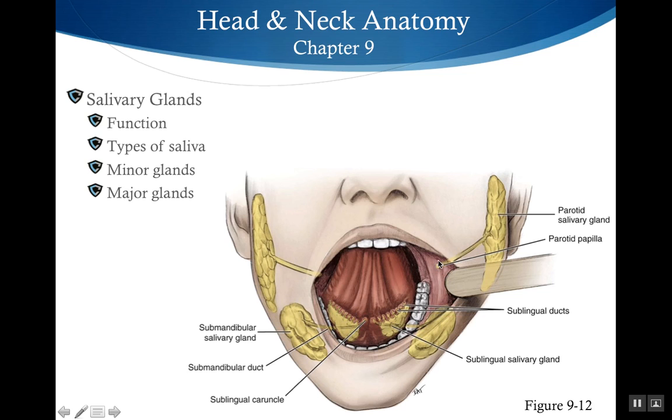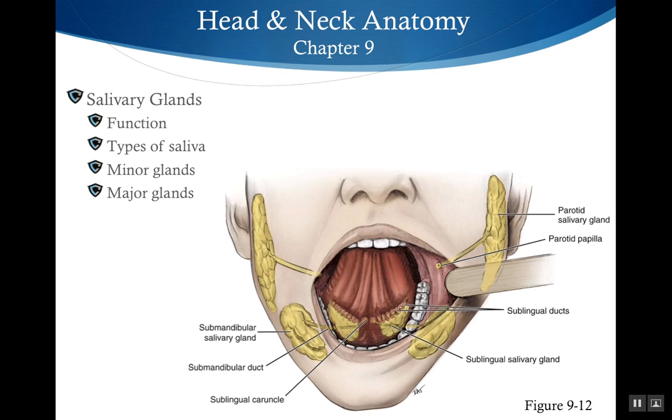When you look inside the mouth, you can kind of see this parotid papilla. It's usually right around the area of the maxillary second molar. A lot of times you'll see a little more calculus forming on that surface of that tooth up there, because this salivary gland empties right here through Stenson's duct, and it can cause that plaque that's on that second molar to harden and form tartar a little bit more easily.